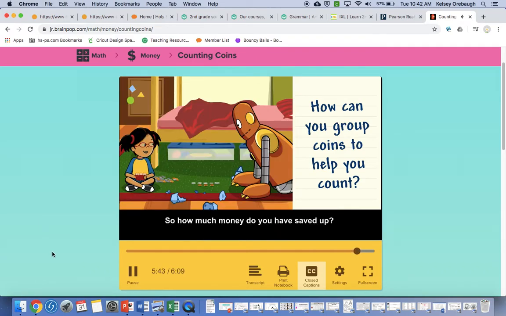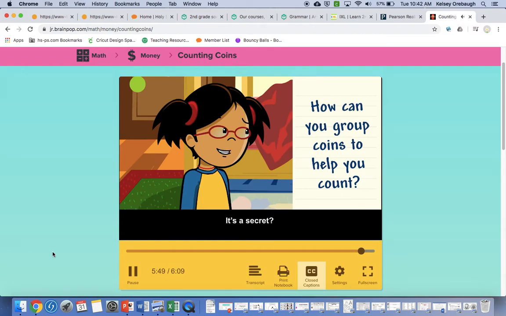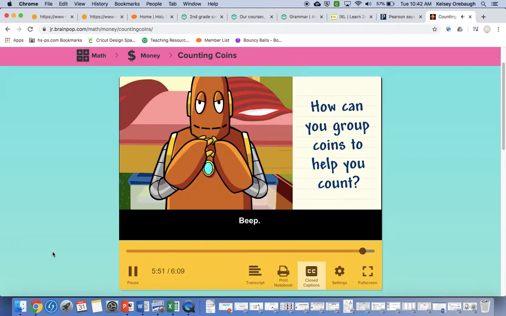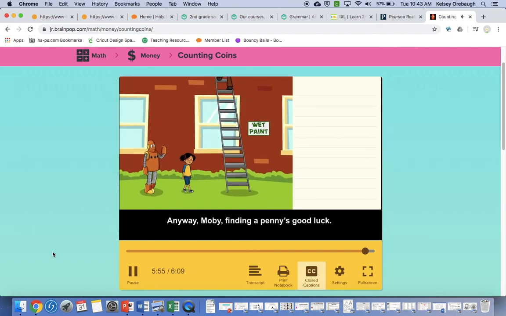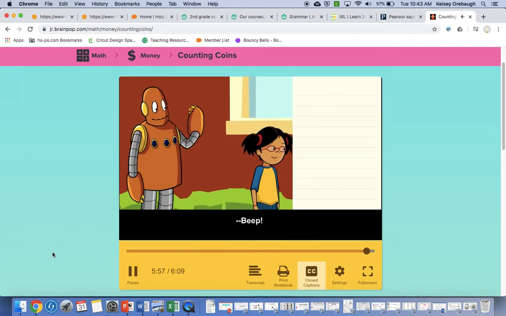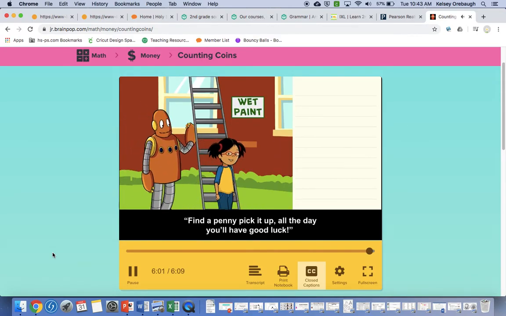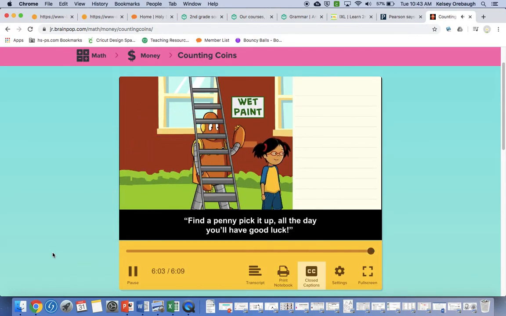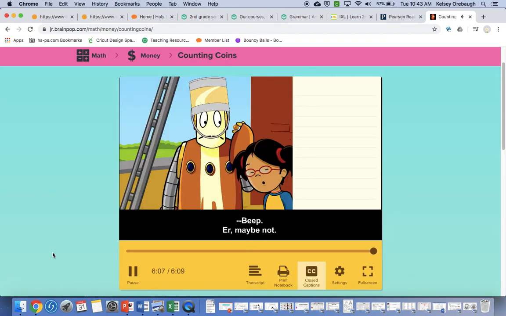So, how much money do you have saved up? It's a secret? Anyway, Moby, finding a penny's good luck. You know what they say. Find a penny, pick it up, all the day you'll have good luck. Or maybe not.